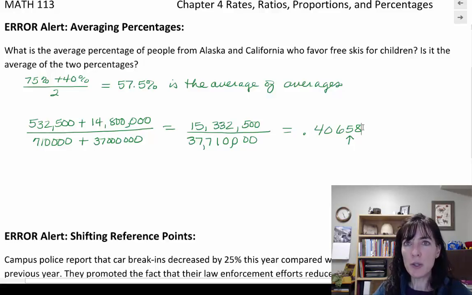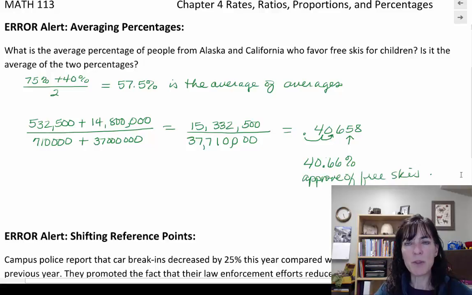I can change it into a percent simply by multiplying by 100. Remember, that just moves our decimal 2 places to the right. And then I need to round. I wrote the following digit for us. So that'll be 40.66% approve of the free skis for children.